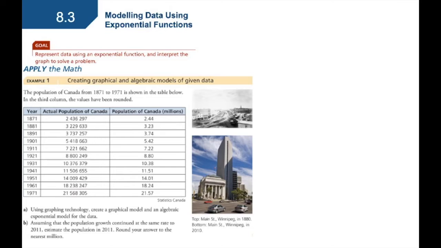So what we have in this table is the data for the year and the population of Canada according to the census. Now, yes, we do have 3 columns, but we're only going to pay attention to the year and this modified population of Canada, which has just been converted to millions, just to make things look a little bit nicer.